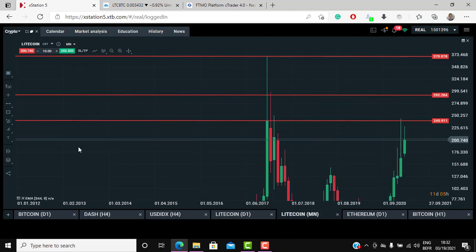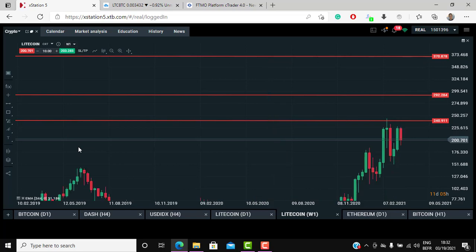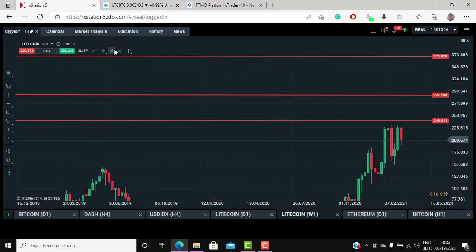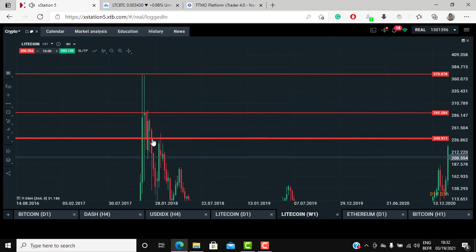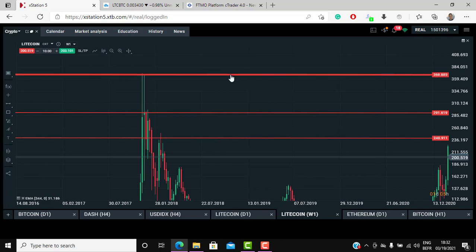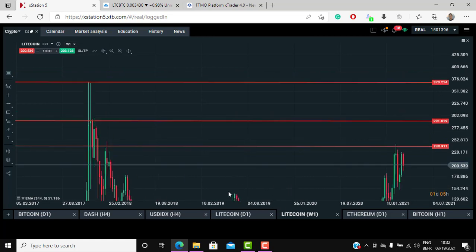So we do have this level here, and if we go to the weekly chart, I'm going to zoom out again, the highest closing on a weekly basis is around 291, 290. So this is the next level to watch for, and obviously the next level above that is the all-time highs, which are around 370. So these are the levels to watch for.